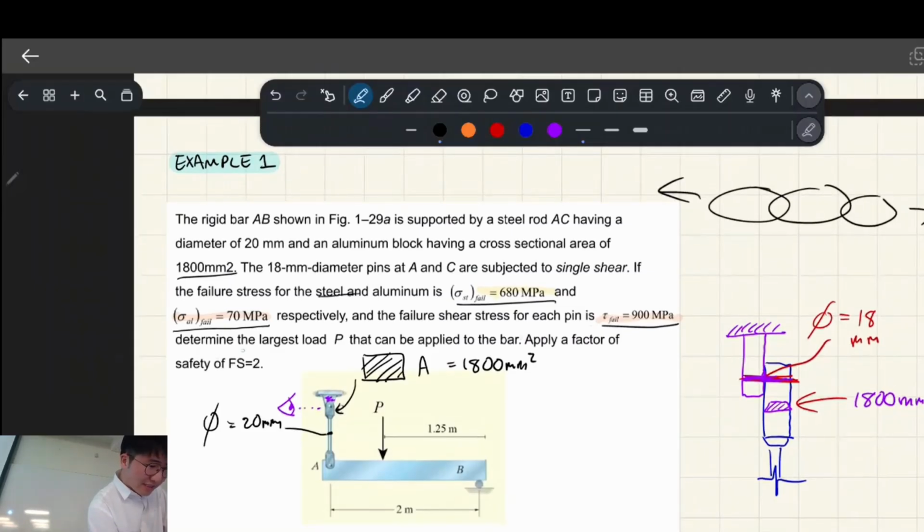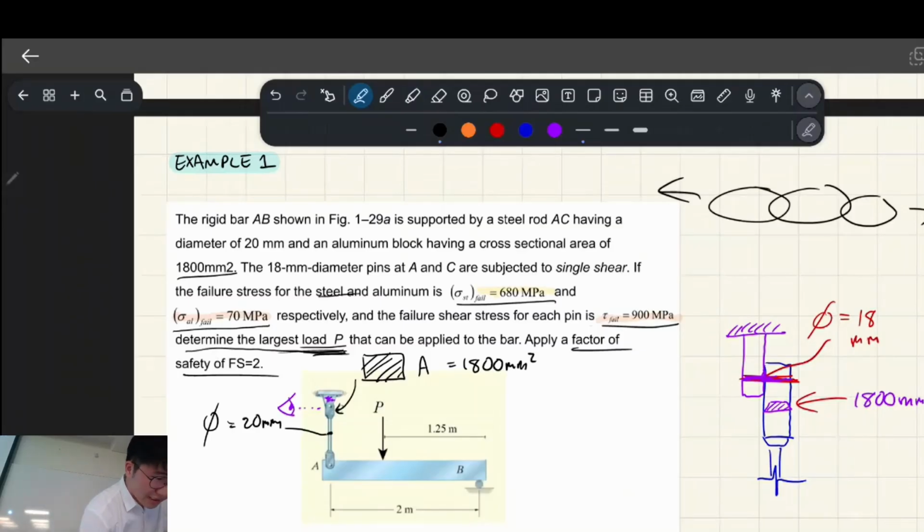So the question is telling us to determine the largest force P, or load P, that's applied in the middle of the rigid bar, which is effectively acting like a beam. What's the biggest value of P before this whole thing breaks? And then apply a factor of safety of 2.